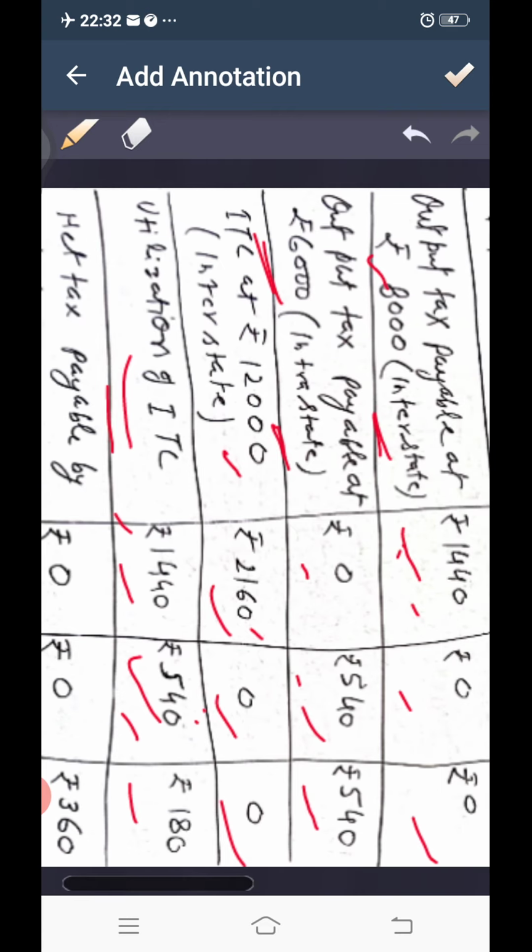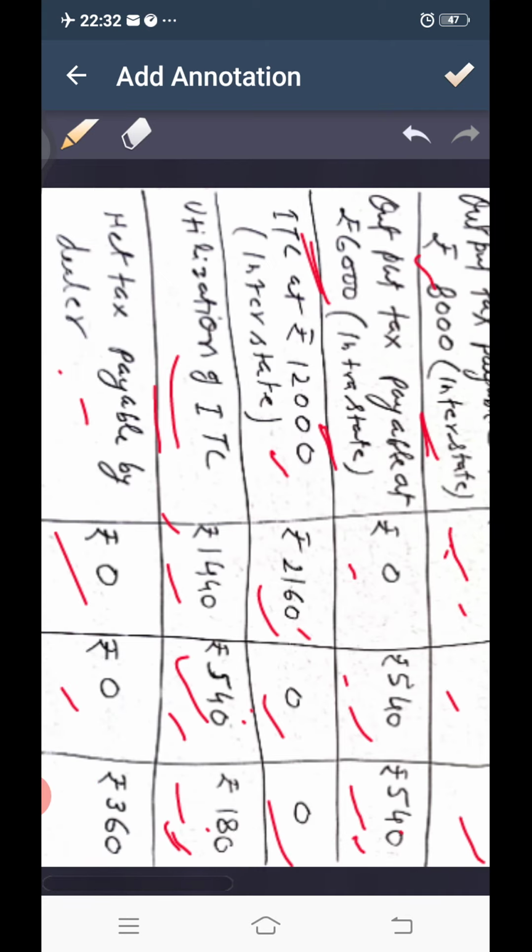Then output tax is 540 SGST and input is only 180. So remaining we have to pay 540 minus 180. So we have to pay rupees 360 as SGST.